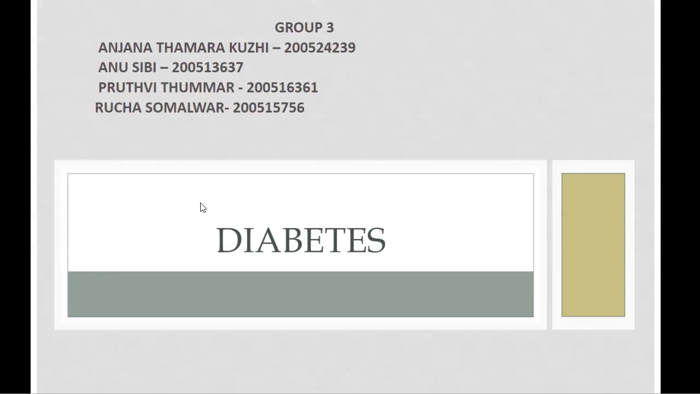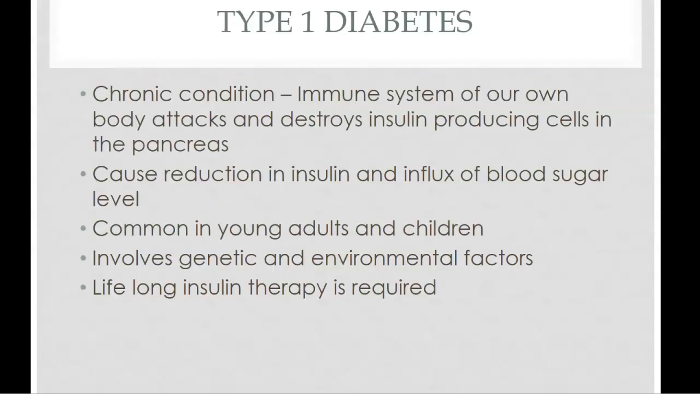Our topic for today is diabetes. What is type 1 diabetes? When the pancreas produces insulin cells and these insulin cells are destroyed by the body's immune system, this increases the sugar level in the blood, because the insulin is destroyed and it cannot convert these carbohydrates, so they get deposited in the blood and the blood sugar level rises.